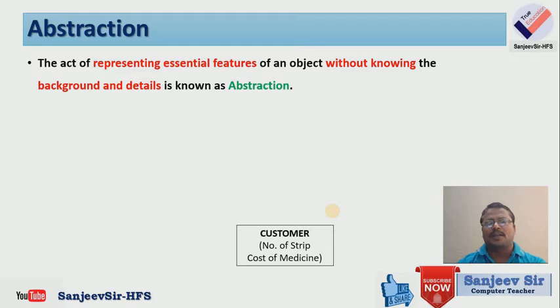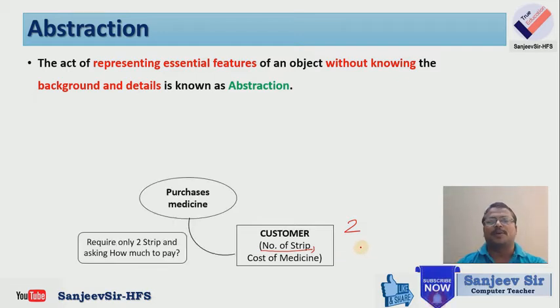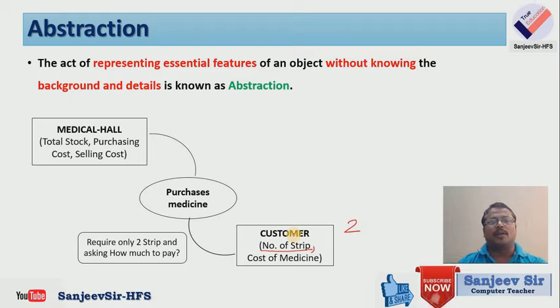One customer goes to a medical store and asks the shopkeeper for the number of strips and the cost of the medicine. You are a customer, you want to purchase one medicine, and you ask for 2 strips of paracetamol or any other tablet, and ask how much you have to pay. The medical shopkeeper has all things: total stock, purchasing cost, selling cost.